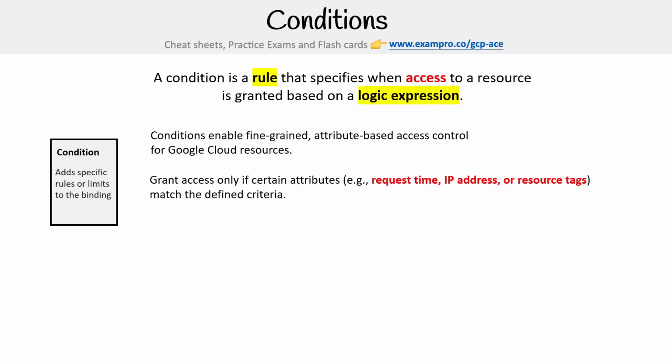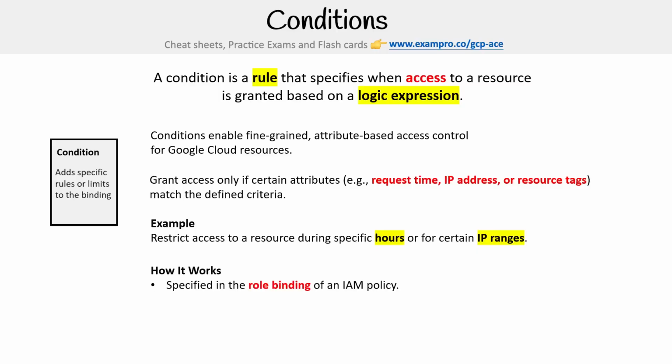If you come from the AWS world, you've seen conditions before. It's basically the same thing. An example might be restrict access to a resource during specific hours for a certain IP range. The way it works is it's specified in a role binding via the IAM policy. Access is granted only if the condition expression evaluates to be true. Okay, and we will contextualize permissions, conditions, metadata, and stuff in the policy architecture, but we're going over it and then we'll go over it again to make sure we absolutely understand this stuff, okay?